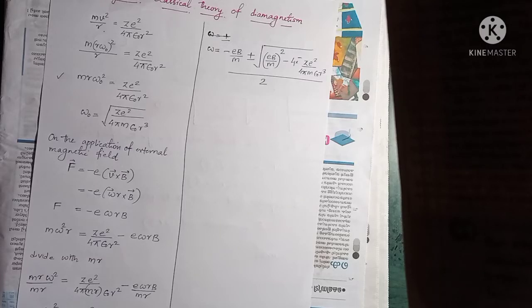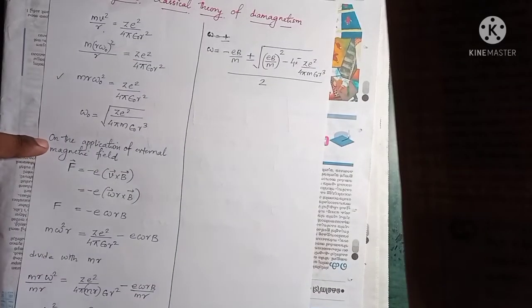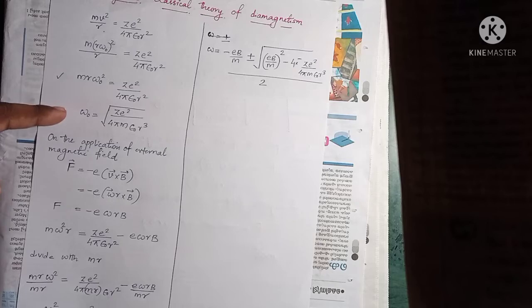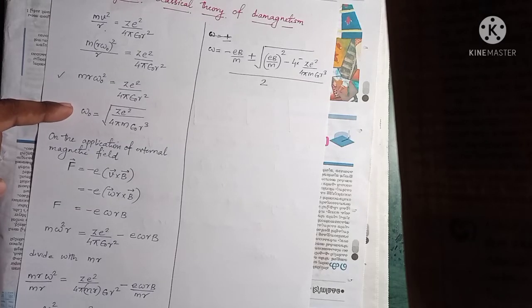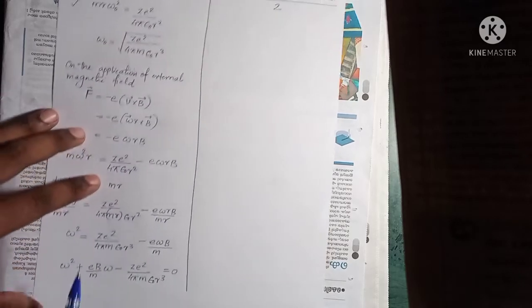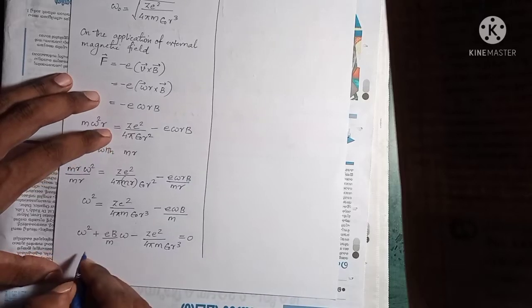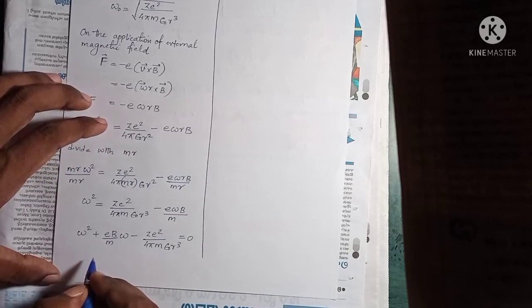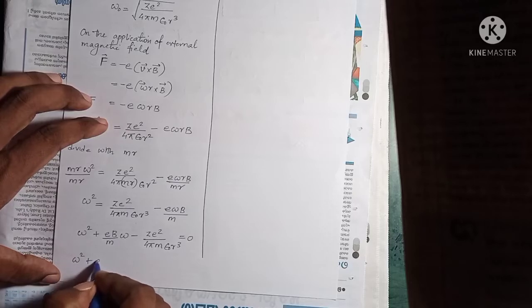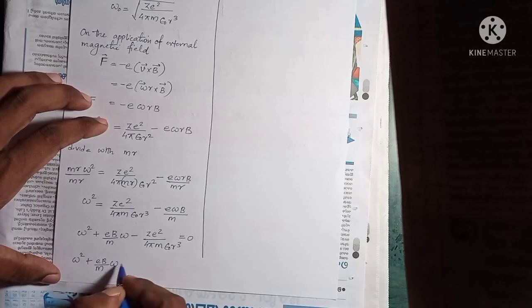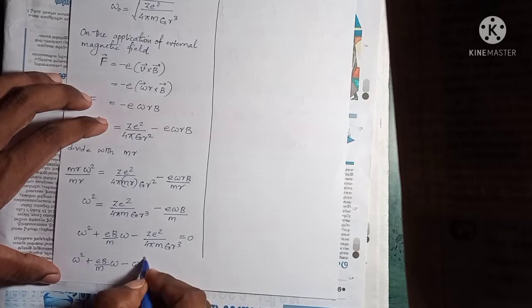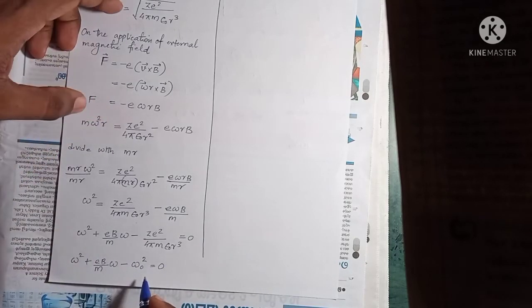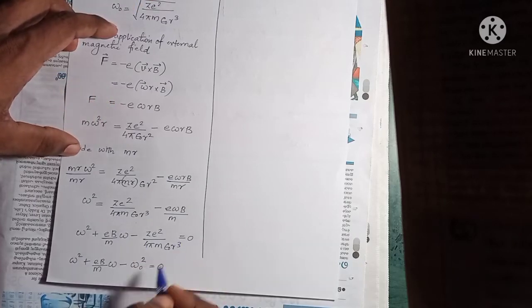Again, one thing that I forgot to substitute here was this term Ze square upon 4 pi epsilon 0 r cube, which was nothing but our original angular frequency before the application of the magnetic field. So we just need to substitute that here. So this term becomes omega square plus eB upon m omega minus omega naught square equals omega. Since omega naught was root over this term, omega naught square is this value.